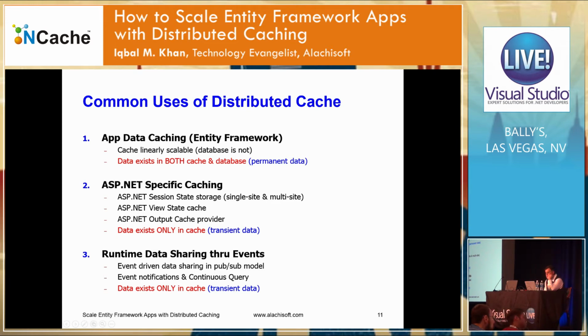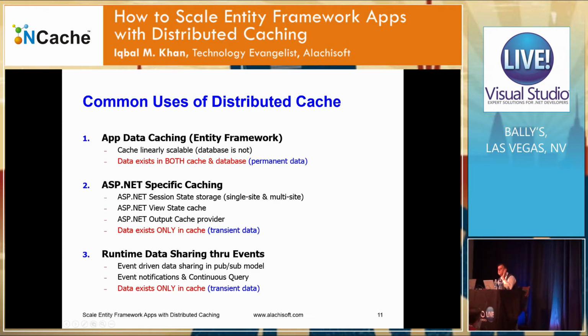The third common use case, which a lot of people don't know about, is runtime data sharing through events in a pub-sub model. If you look at these 3 use cases, there's something peculiar. In the first use case, the data exists in 2 places. So everything that you do in caching has to factor that in. When the data exists in 2 places, one in the cache and one in the database, what's the most sensitive thing that comes to mind? What could go wrong?